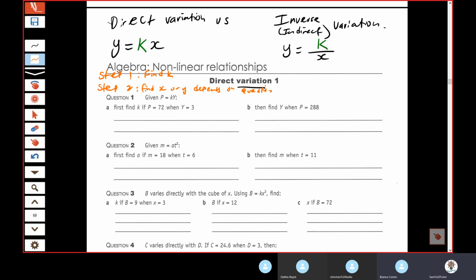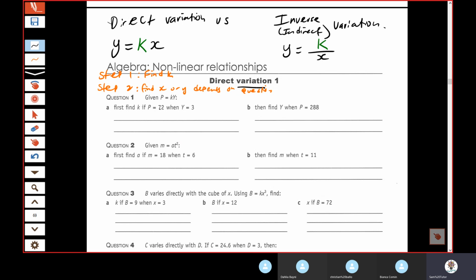Step 1, find k. That means they will give you x and y. Step 2, find x or y depending on the question. Because once you find k, you have your equation. All right, let's do it. It says p equals k times y, ky. See, that's direct. P equals ky.